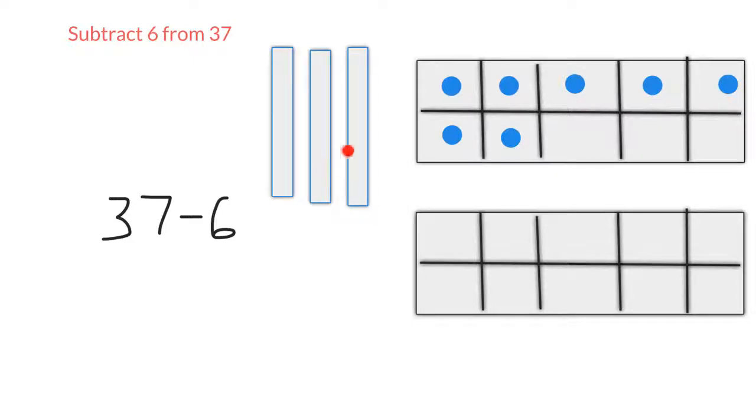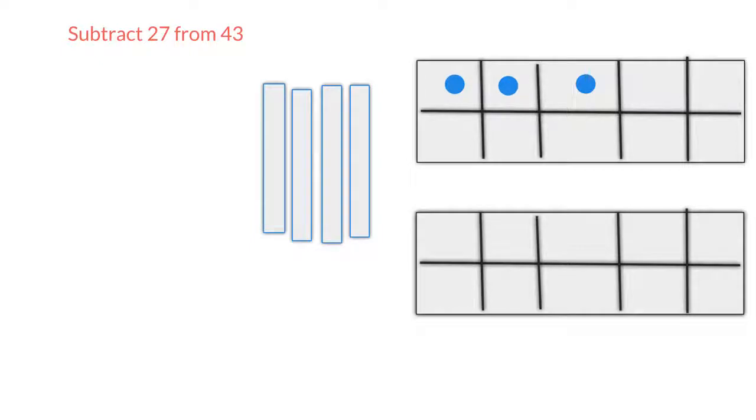I do not need to regroup any of the tens and turn them into the ones. So I can just take the 6 away. 1, 2, 3, 4, 5, 6. I'm left with 3 tens and 1 one. So this was an example of subtracting in which we didn't have to regroup.